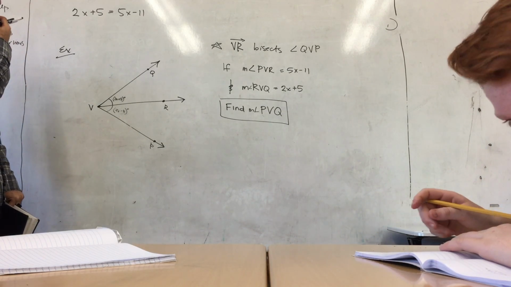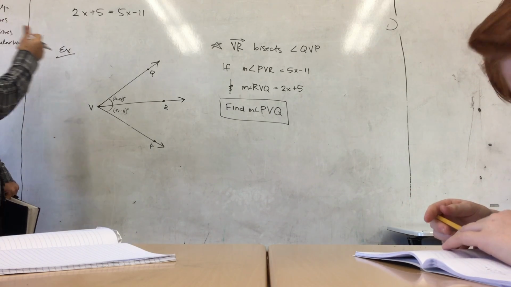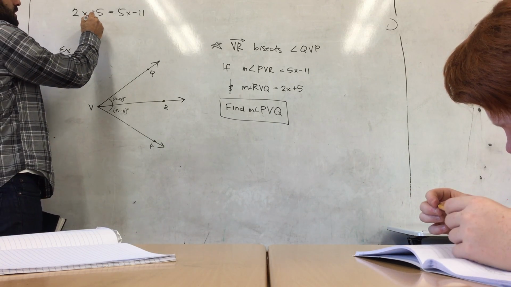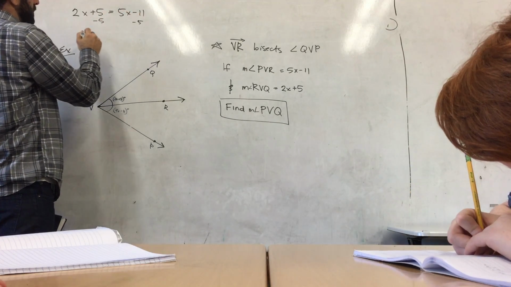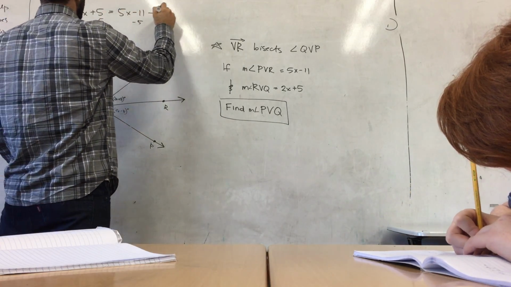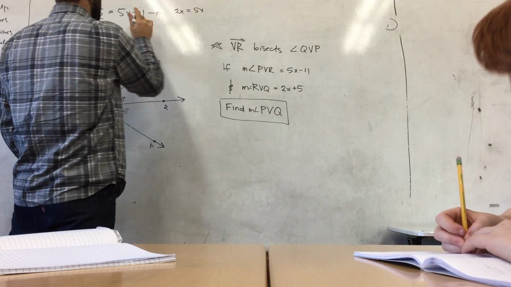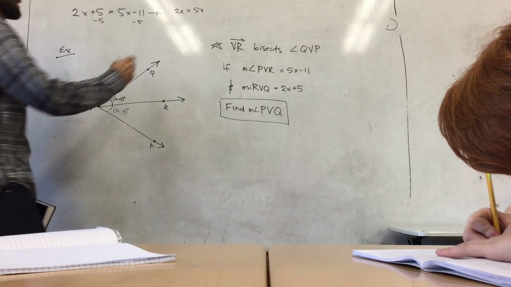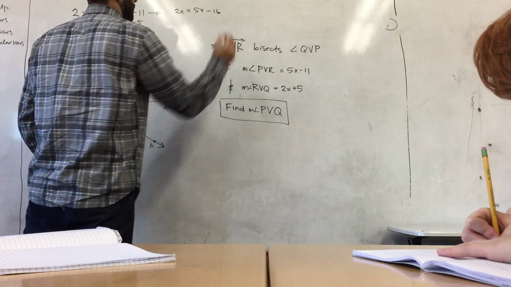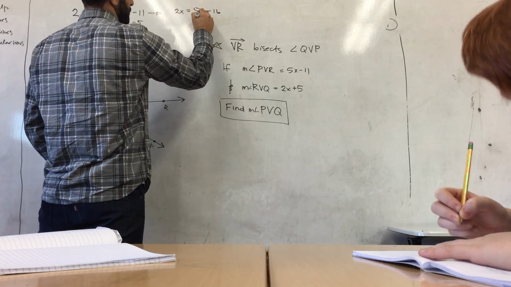Combine. Subtract the 5 first. 7x equals negative 16. That's not right. Let's subtract 5 like what Mac is saying. Oh, wait a minute. Let's try this. Okay, so you get 2x equals 5x. What's negative 11 minus 5? Negative 16. Okay. Minus 16. All right, now let's get the x's on this side. Subtract 5x.